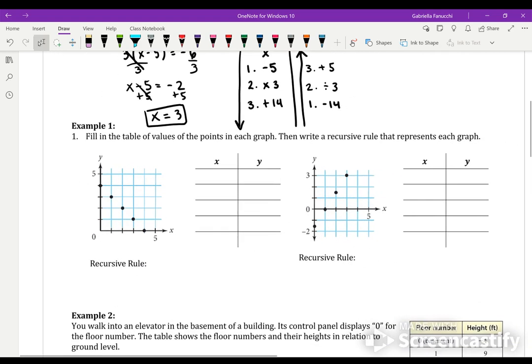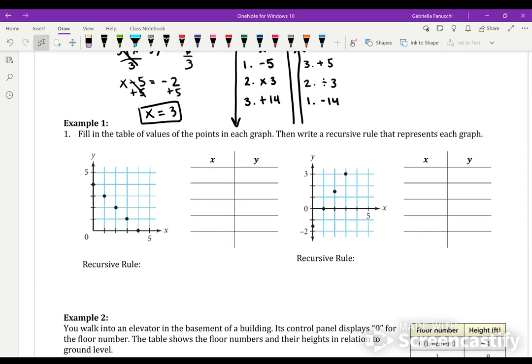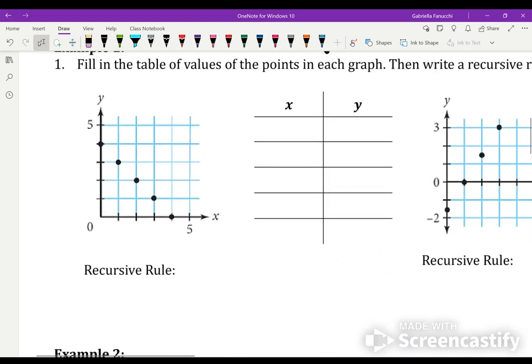Okay, so we're going to fill in the table of values of the points in each of the graphs. Then we're going to write a recursive rule. So this is super, super simple. Let's just go ahead and start with our points. We're going to look at them from left to right.